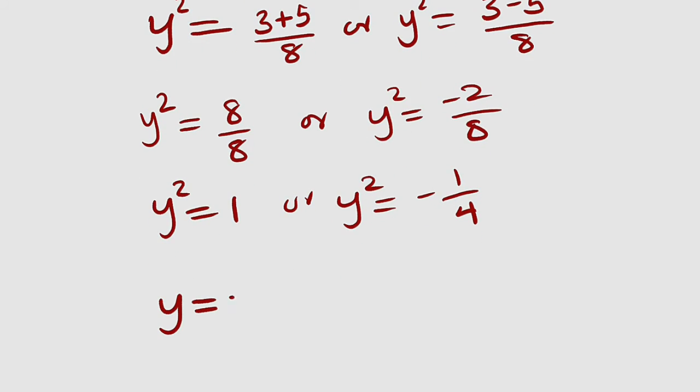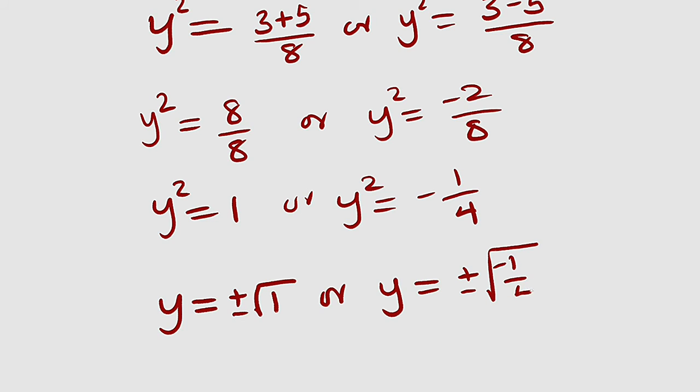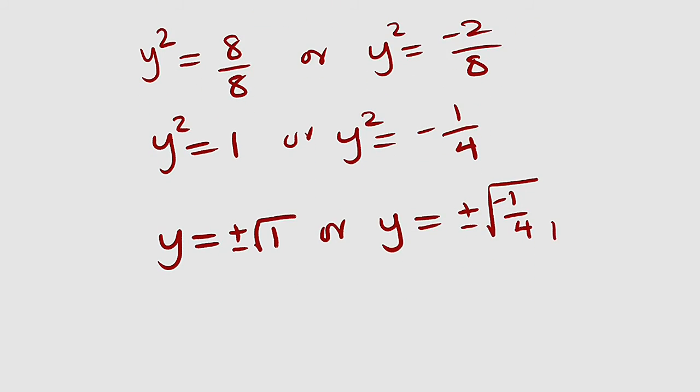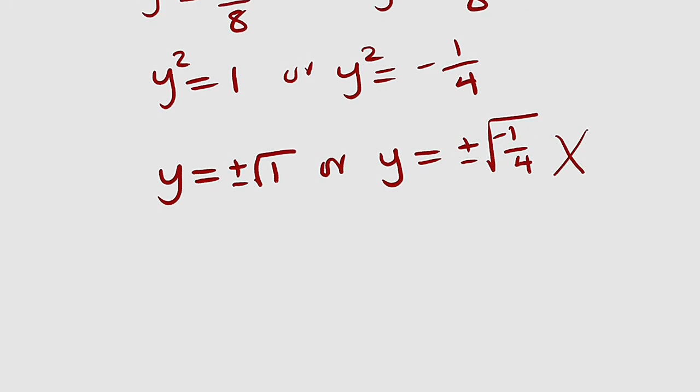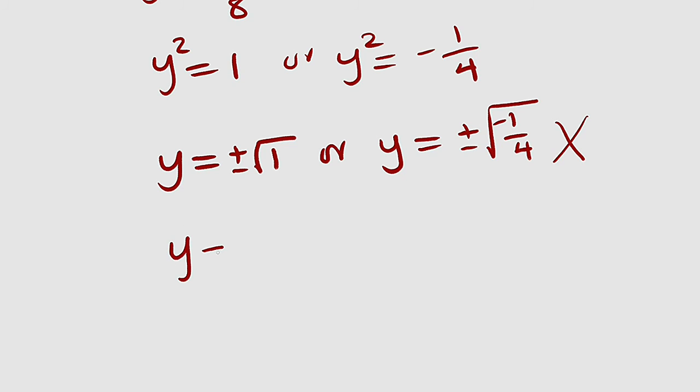Y here is equal to plus or minus square root of 1. Y here equal to plus or minus the square root of negative 1 divided by 4. You know this is not a real number, so we're not going to consider that. So let's discard this solution because we are only looking for the real solutions. But for imaginary solution, you can consider this one. So y is either equal to plus 1 or minus 1.